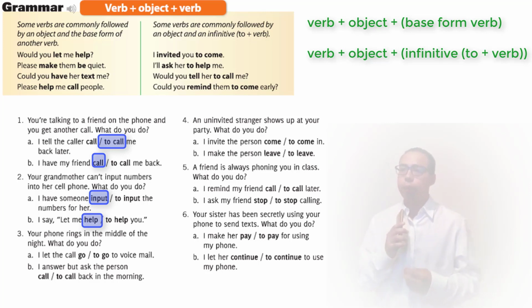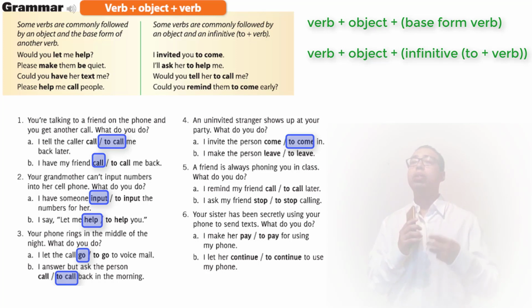Another example. Number three, your phone rings in the middle of the night. What do you do? I let the call go to voicemail. It's not I let the call to go to voicemail because it's not an infinitive. So it's just I let the call go to voicemail. B, I answer but ask the person to call back in the morning. So to is when you include someone else and you're going to ask them to do something. Number four, an uninvited stranger shows up at your party. What do you do? I invite the person to come in because it's somebody else that's going to do it.